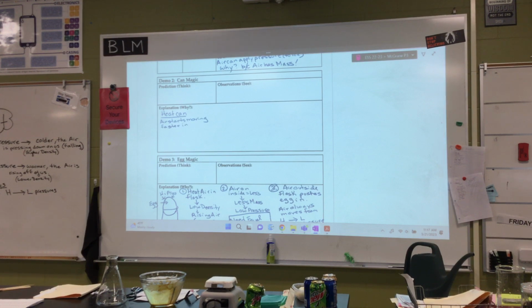Air moves faster in can. All right, so then how is it changing in volume? Is it going to expand out or contract? Yes, so the air expands. Air expands because what's going on with the density? It's warm. It's fast. It's low.